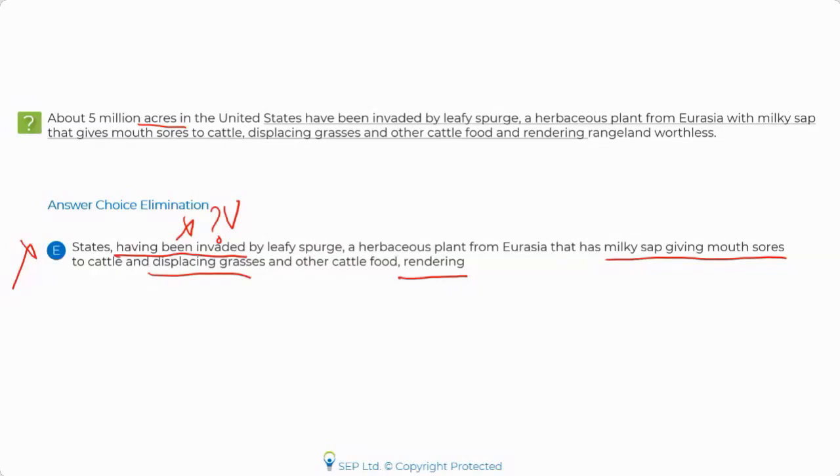Yes, Julia. Ideally, if the sentence construction is correct, when you take out the non-essential modifiers, your sentence should not change. The meaning should remain the same. Perfect.